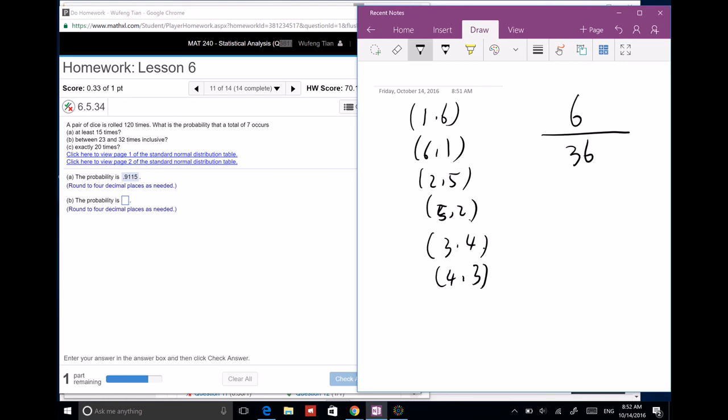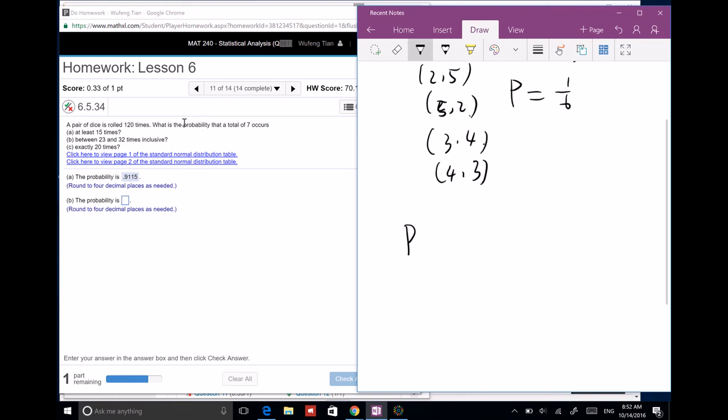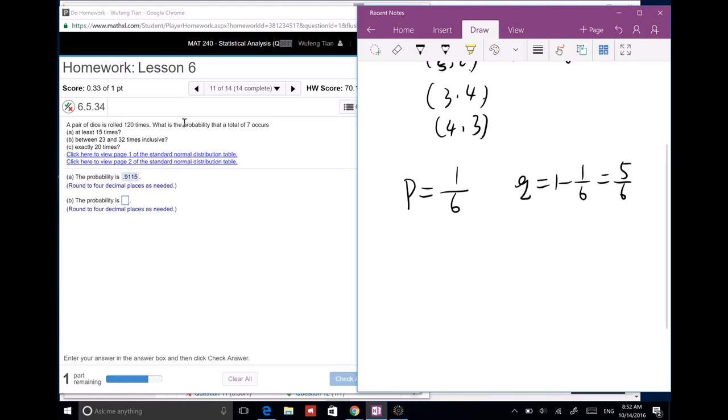In total you have 36 combinations: 1,1; 1,2; 1,3; 1,4; 1,5; 1,6, and continue. You get 36 combinations. So the probability that a total of 7 occurs is 1/6. The probability q that 7 does not occur is 1 minus 1/6, which is 5/6.